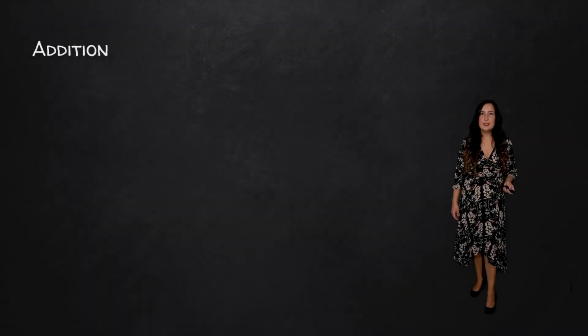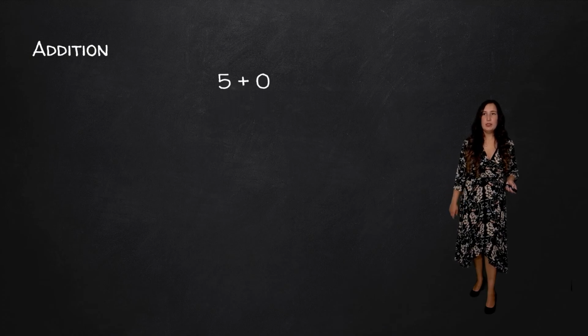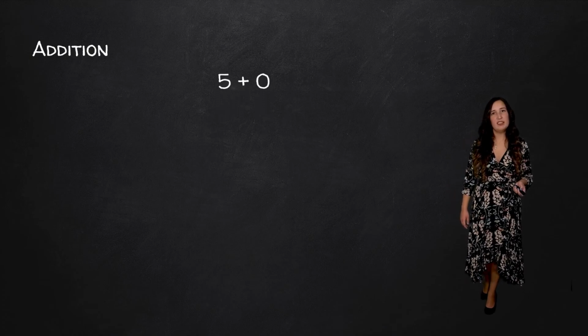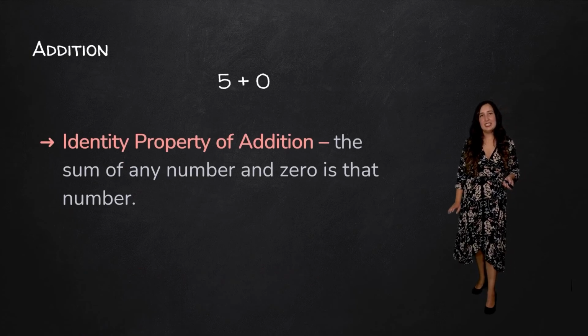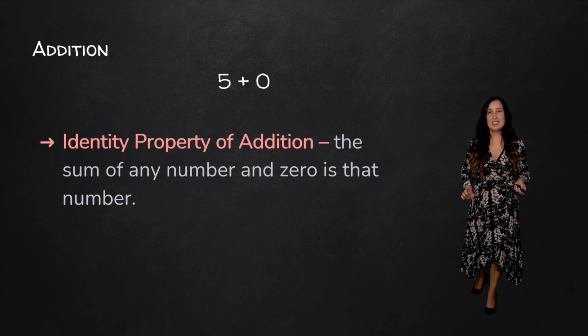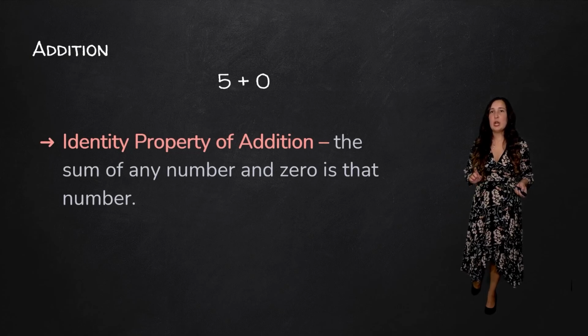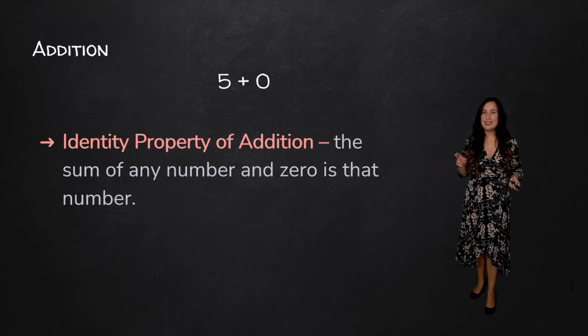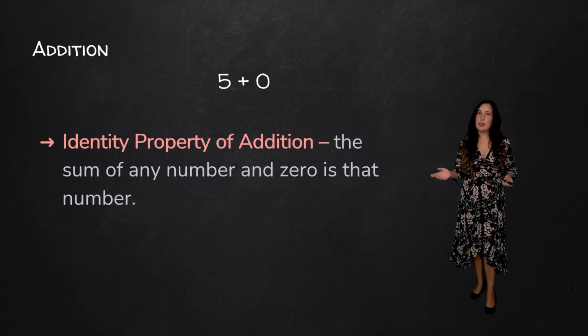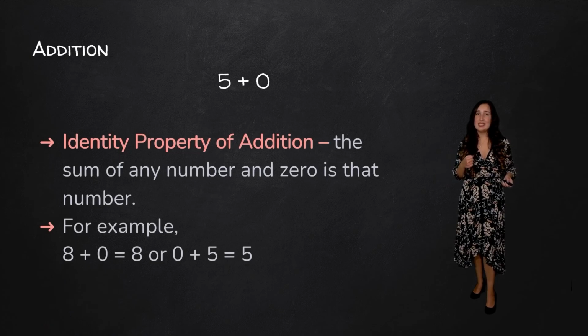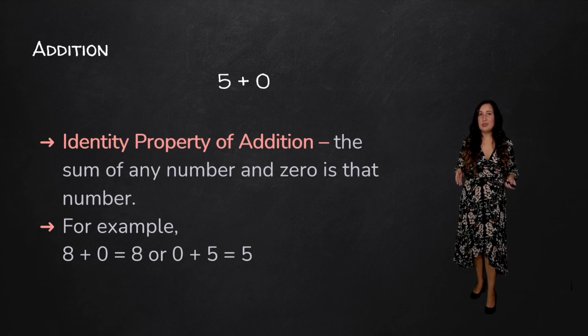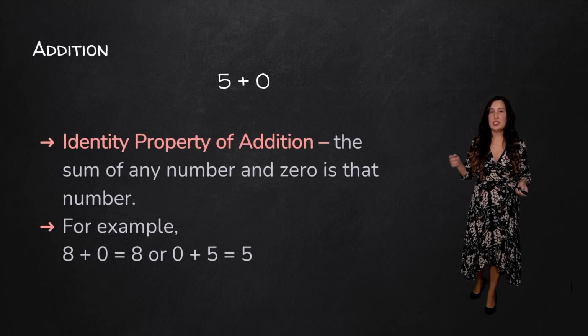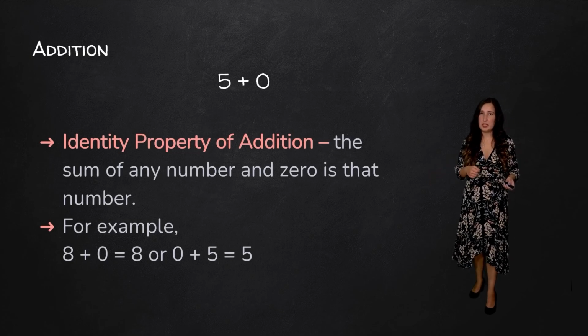All right, so let's talk a little bit more about addition. So we have 5 plus 0, and the identity property of addition tells us that the sum of any number and 0 is that number. So any number plus 0 or 0 plus any number would give us just that number. Okay, and this is called the identity property of addition. So that means if we had 8 plus 0, that would give us 8, and 0 plus 5 should give us 5, all right? It's whatever the number is being added to 0.